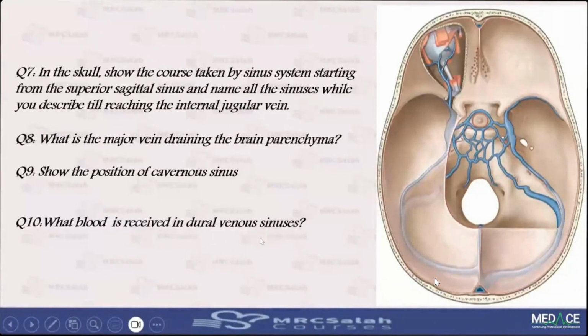What blood is received in the dural venous sinus? In the cavernous sinus, you get blood from the superior ophthalmic vein and the facial vein, and I also think the inferior ophthalmic vein as well. And also you get blood from the pterygoid plexus. So it receives two types of blood, from the deep system and the superficial system, as you mentioned now.